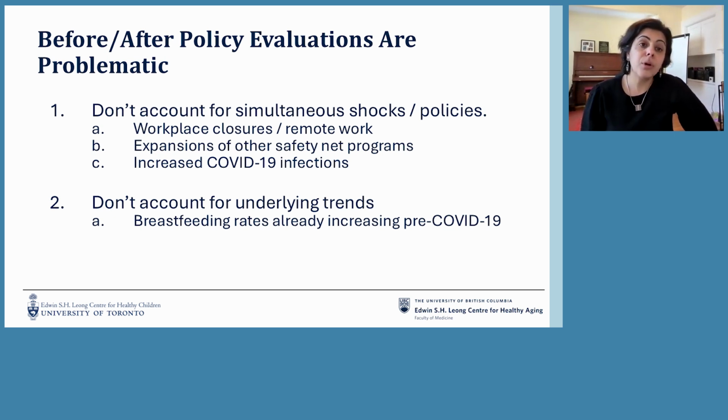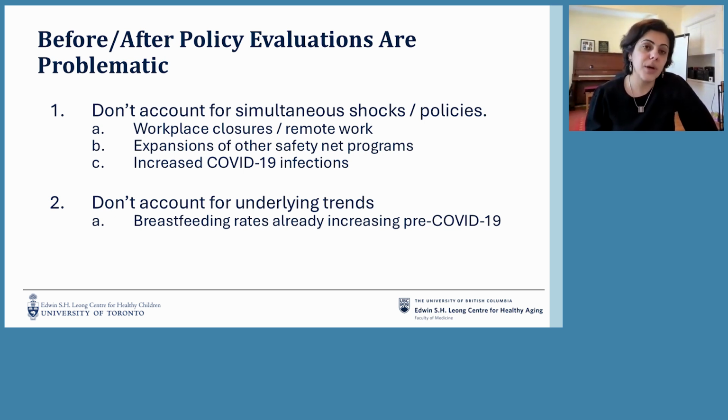More generally, pre-post policy evaluations can be problematic because they don't account for underlying trends in the outcome of interest. So for example, breastfeeding rates in the US may have already been increasing before the pandemic, so that we can't attribute the entirety of the estimated effect that we see to pandemic-related policies themselves. Ideally, you'd have a control group to account for these underlying trends, but this method doesn't include a control group.